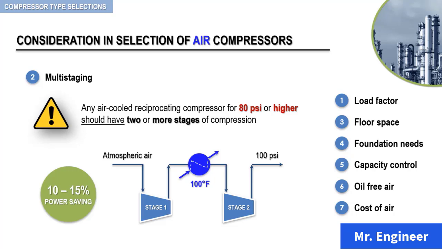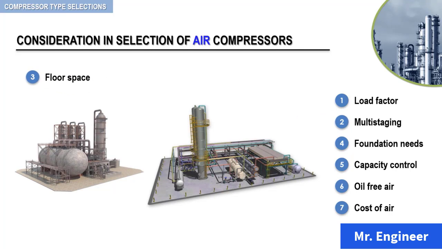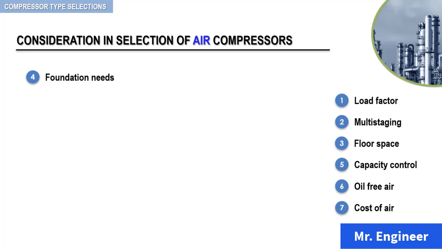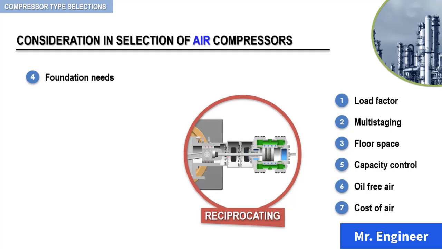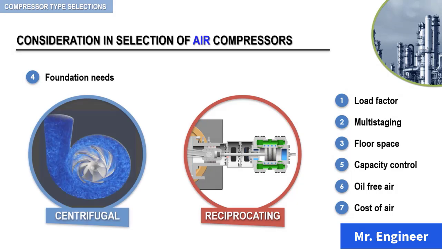The next consideration is floor space. Floor space and its shape will at times influence selection. The opportunity for selection will be broadened if the exact dimensions of the space available are given to all manufacturers. Design adjustments or alternate arrangements are often available. Here, just keep in mind that in general, foundation needs for reciprocating compressors will almost always be greater than for centrifugal rotating compression machines like centrifugal compressors.